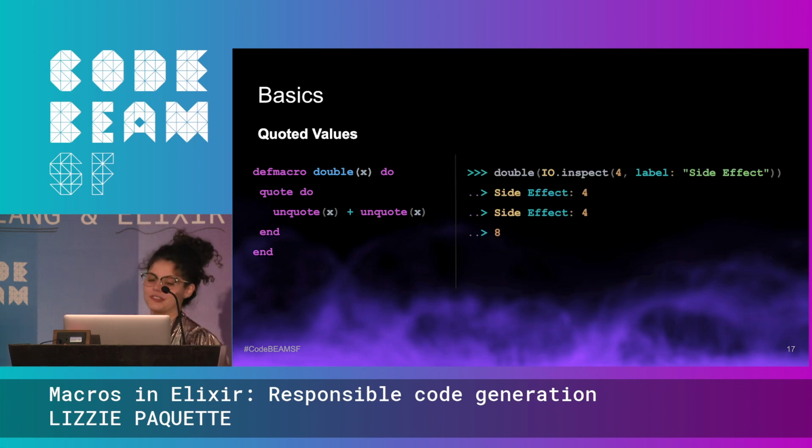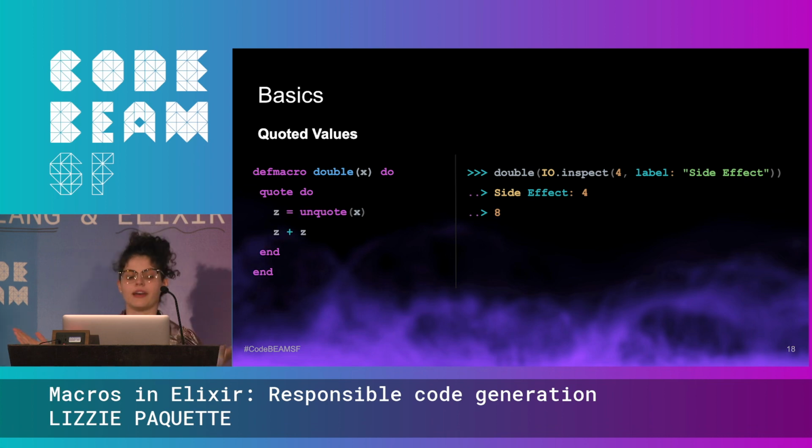So one thing to be careful of is that when you unquote, you are evaluating the value that you are unquoting. So here in this example, I'm passing to double an IO.inspect call. Note that the arguments of a macro are not evaluated when you pass them to a macro. However, when you unquote, they are evaluated. So here, since I'm unquoting twice in the quote block, I see the side effect twice.